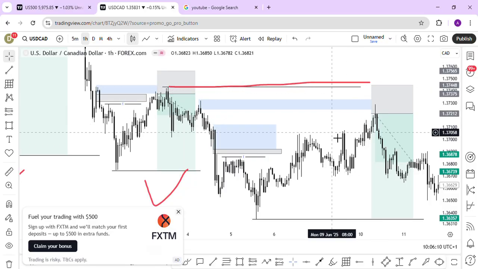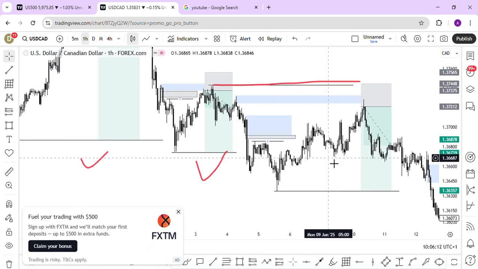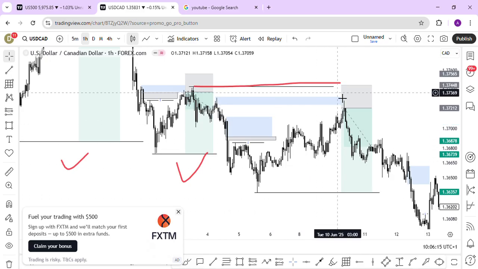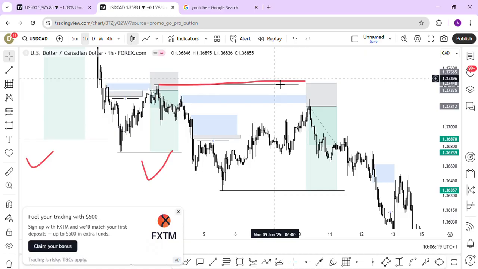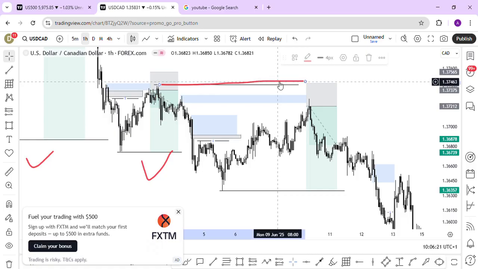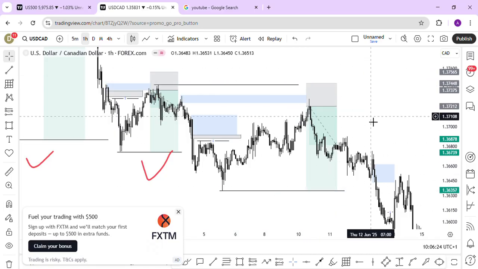Anything above here is what? Is a change of character. So if you take a trade here and put your stop loss above the structure, you see what is going to happen. Straight to your TP. So look at this again.